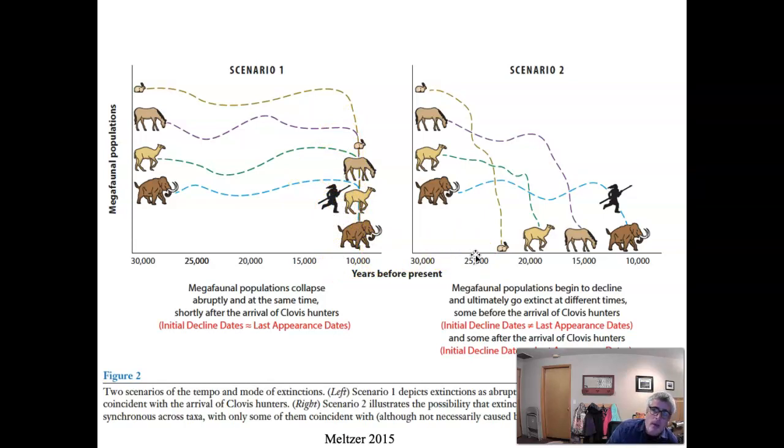An alternative hypothesis would be that due to climatic factors, primarily drying and warming, particularly in the Midwest and Southwest, populations were declining, and humans helped them to the end of the road, but not necessarily.